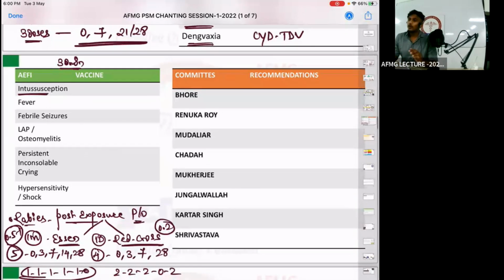Okay? Now, intussusception is a side effect of which vaccine? Intussusception is a side effect of rotavirus vaccine. The patient will present to you with abdominal pain and red currant jelly stools along with diarrhea sometimes, but red currant jelly stools are specific.